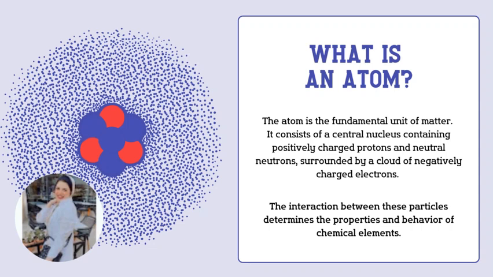It consists of a central nucleus containing positively charged protons and neutral neutrons, surrounded by a cloud of negatively charged electrons. So an atom has three main parts: protons, which have a positive charge, neutrons, which are neutral, and electrons, which have a negative charge. So let's know more about the atom.